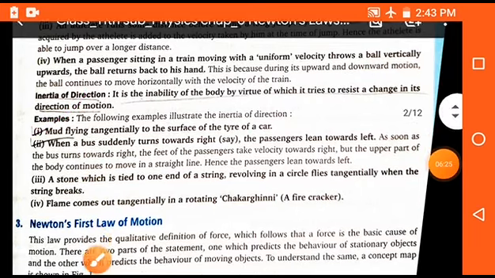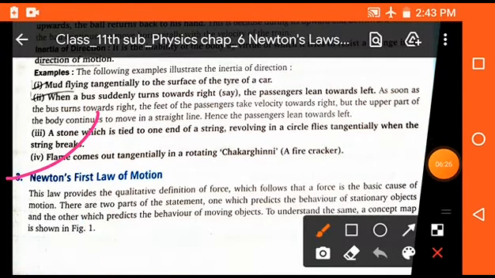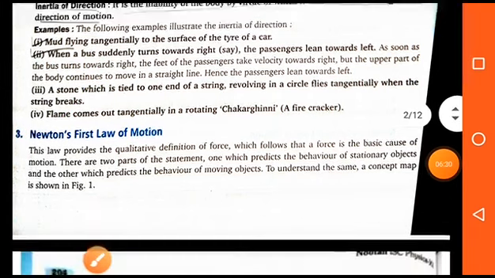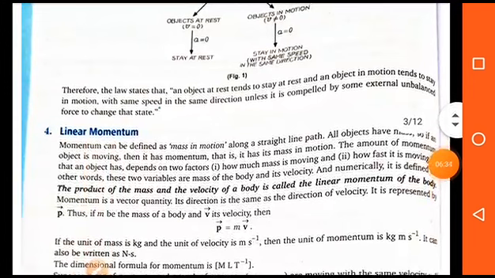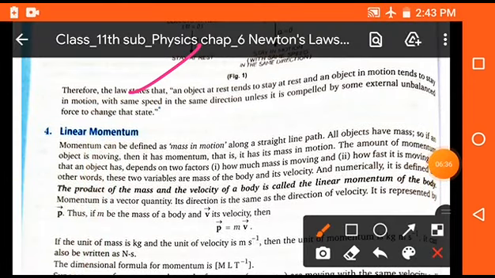Now students, we will discuss an important topic, and this is Newton's first law of motion. So what is Newton's first law of motion? As you know, it states that an object at rest tends to stay at rest and an object in motion tends to stay in motion with the same speed in the same direction unless and until it is compelled by some external force.